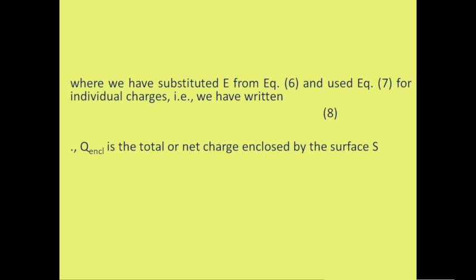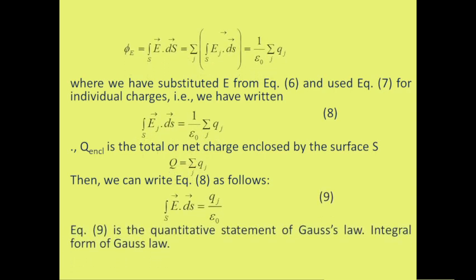Then from equations 6 and 7, which we wrote for an individual charge, if we have a set of charges, we can write these equations as the summation of charges qj, where j may take integral values 1, 2, 3 and so on. Then this integral, that is the flux, is equal to 1 divided by 4 pi epsilon naught summation j qj for the number of charges.